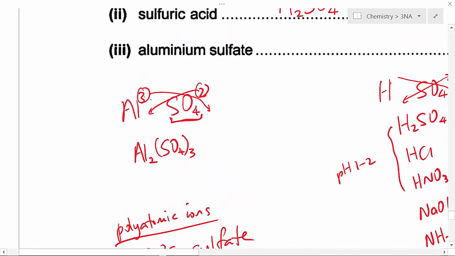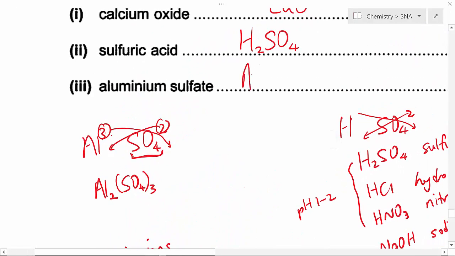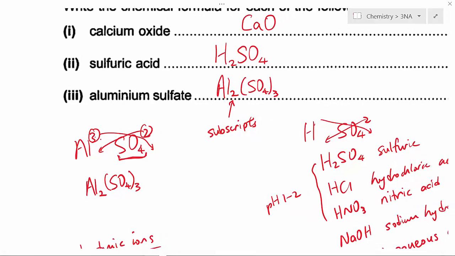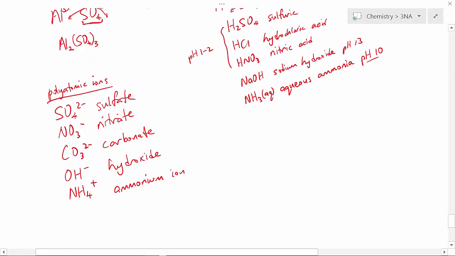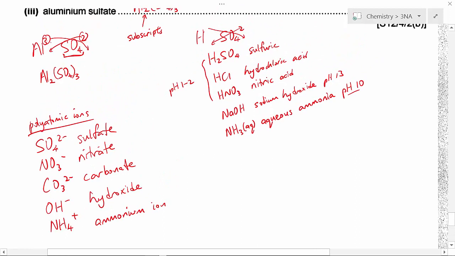So the answer for aluminium sulfate is Al2(SO4)3. Okay, now take note, all these numbers are subscript. It must be smaller, about 1/3 the size, and slightly below, at the bottom part, subscript. Okay, that's all for this chapter. And these are the formulas and some things you must memorize.